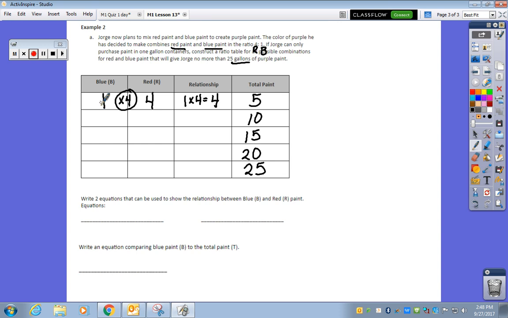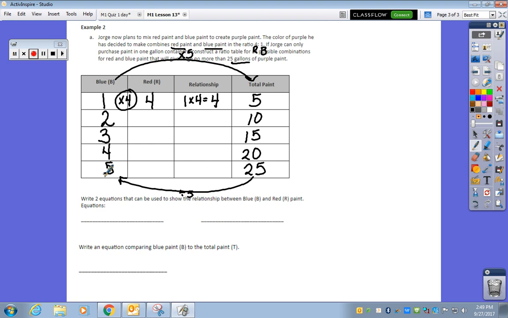So for example, to go from blue to total, I multiplied by 5. So if you think about it, if I know how much total paint I have, I do the opposite of multiply by 5, which would be divide by 5. So 10 divided by 5 would give me 2. 15 divided by 5 would give me 3. And as you can see, we're just counting by ones down the blue column.